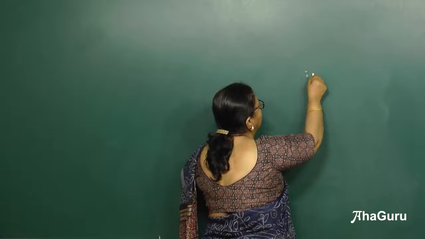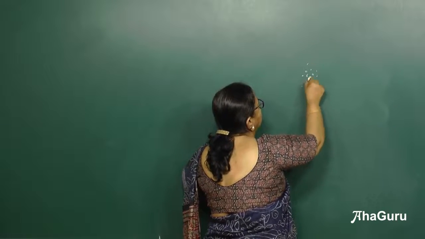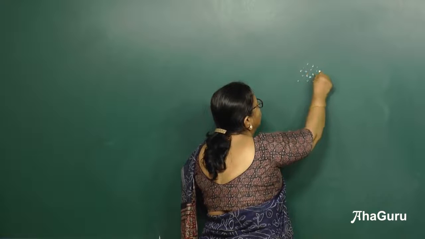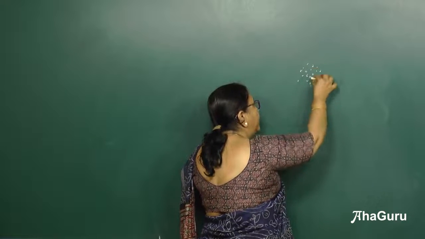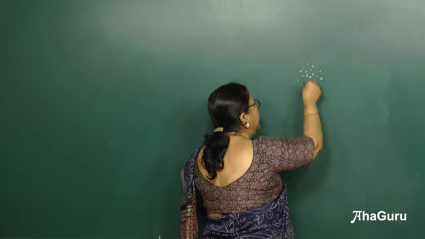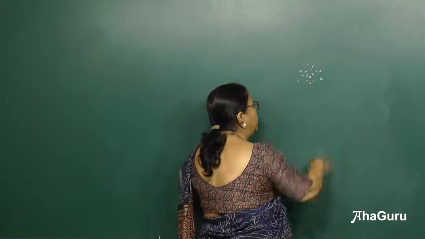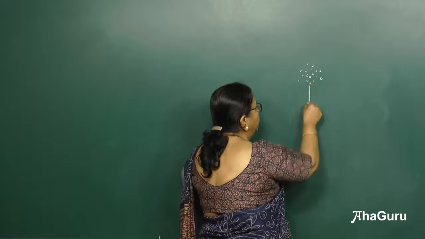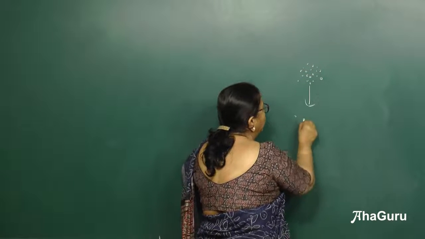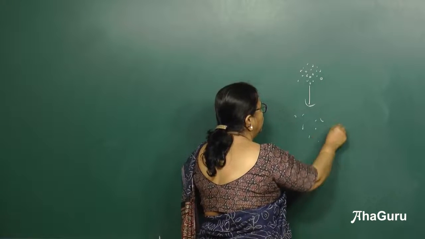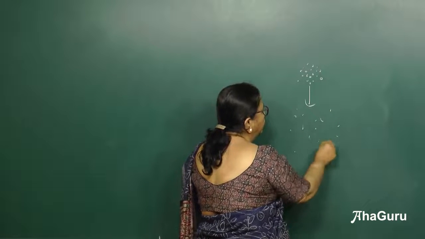Say, assume that these are all the molecules here, and then they tend to spread out from the region of high concentration to the region of low concentration. So after some time they'll spread out completely like this. Okay, that's how diffusion works.